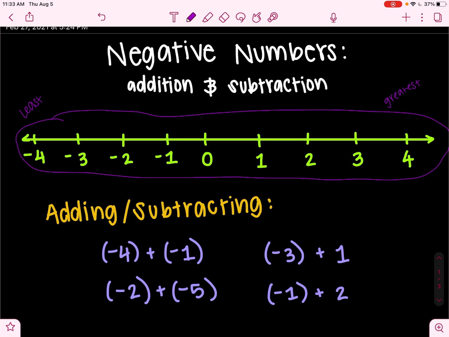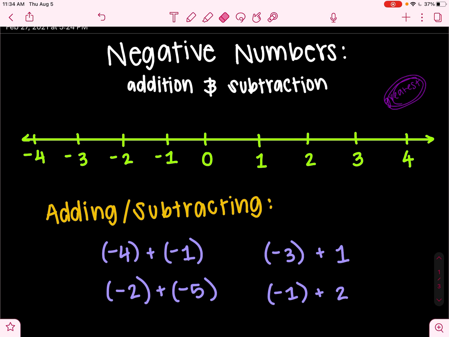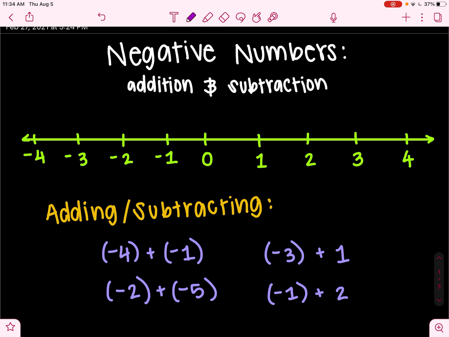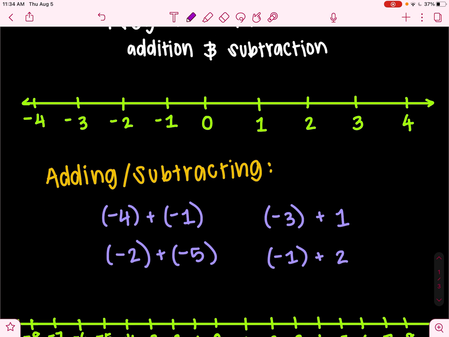So it's always important to remember that the least amount will always be on the left-hand side of the number line, and then the greatest amount will always be on the right-hand side of the number line. So with that in mind, today your number line is going to be your best friend when you're solving these problems. So let's go ahead and look at some of these problems.